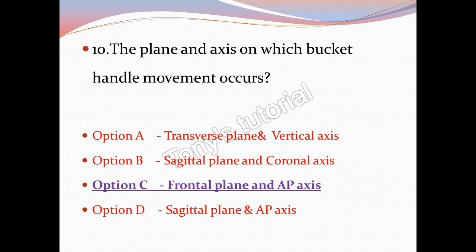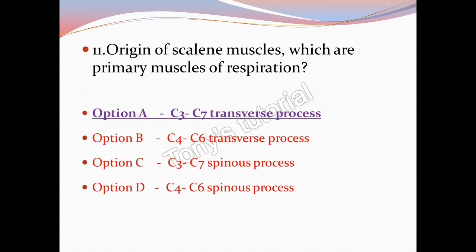The plane and axis on which bucket handle movement occurs. What is bucket handle movement? It increases the lateral diameter. If it increases the lateral diameter, it should be like abduction adduction. That is in the frontal plane, so the axis would be the AP axis.